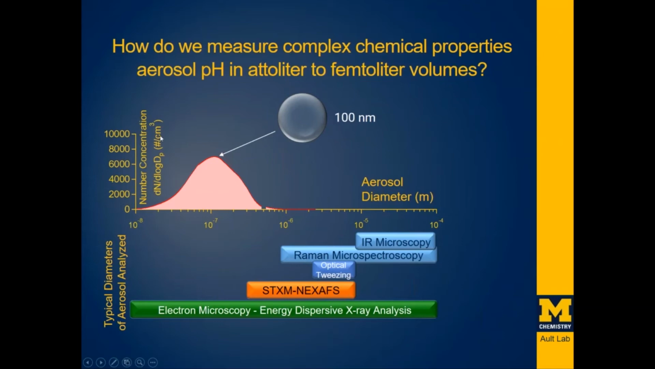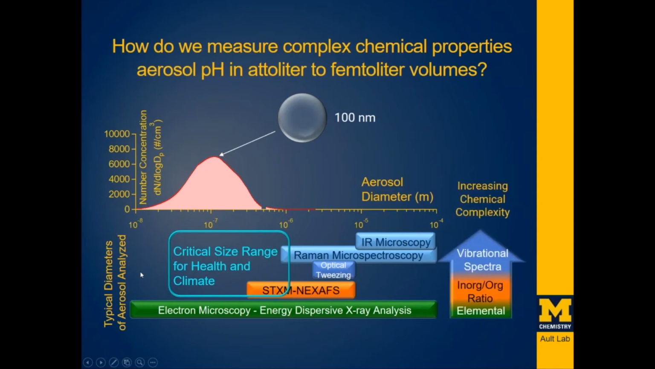And so if you look at where most of the particles in the atmosphere are, and you look at where IR microscopy is, you can see that there's a pretty big gap in terms of the sizes that we're able to analyze. And so that's where we want to be able to look spectroscopically at this critical size range for health and climate impacts of aerosols and particles. And when we do this, we want to be able to get as much chemically complex information as you can from, say, vibrational spectra.